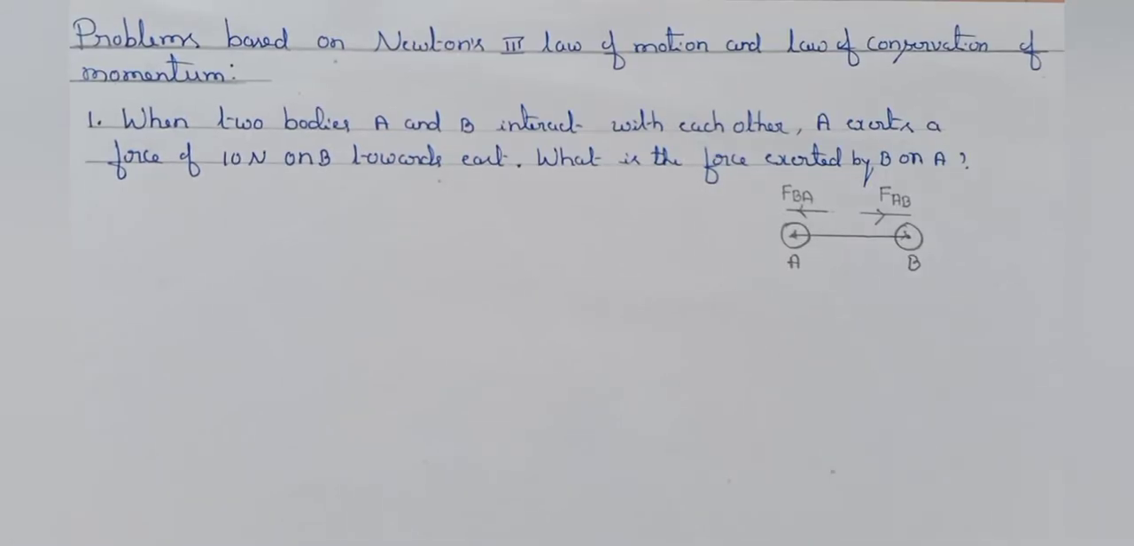Take the first problem. When two bodies A and B interact with each other, A exerts a force of 10 Newton on B towards east. What is the force exerted by B on A? Here, the force exerted by A on B is FAB, that is given 10 Newton, and you have to find out the force exerted by B on A, that is FBA.